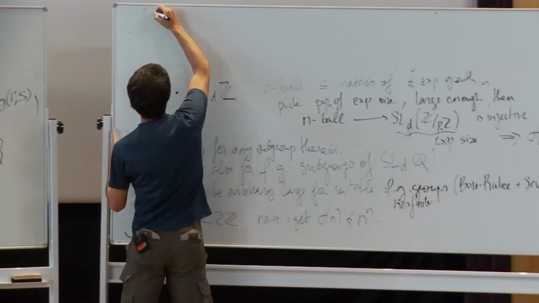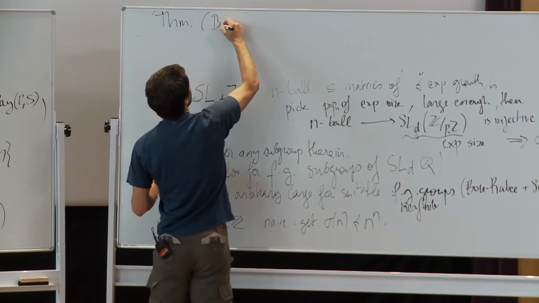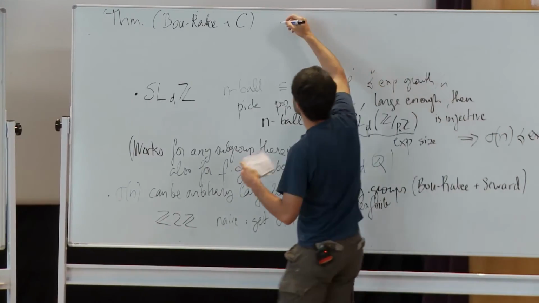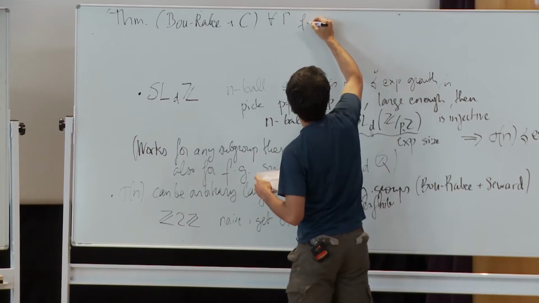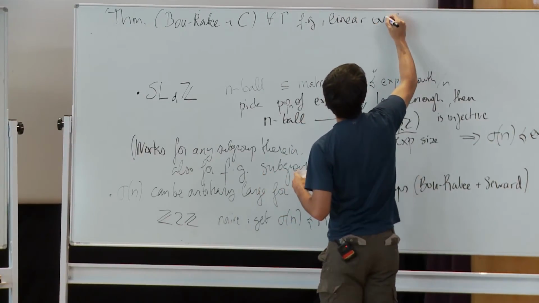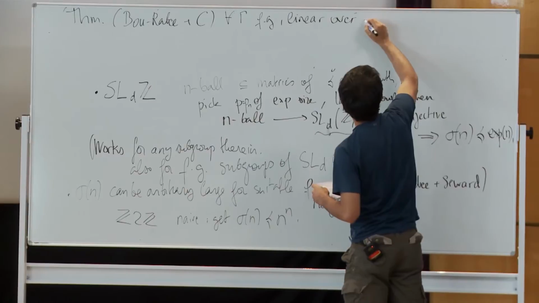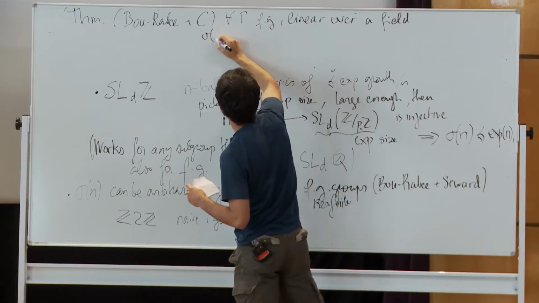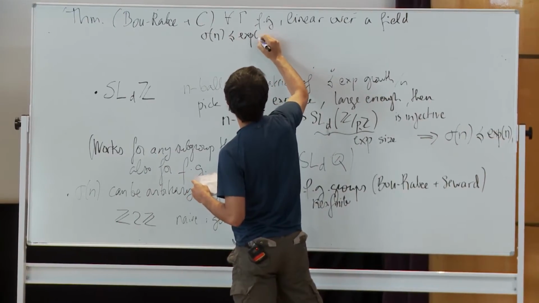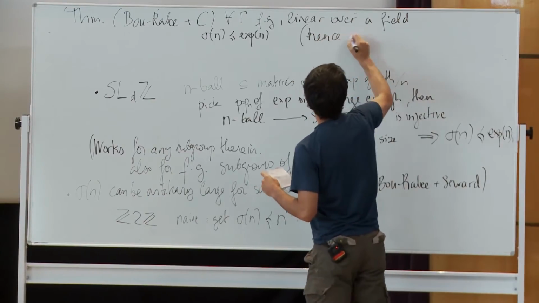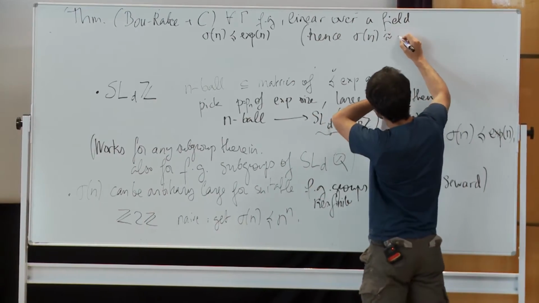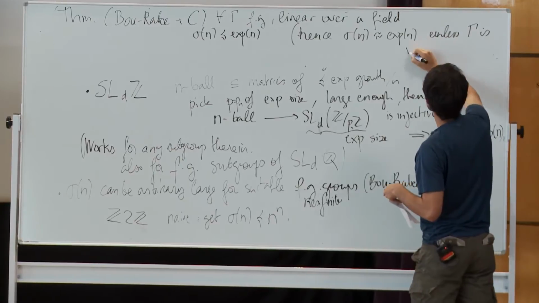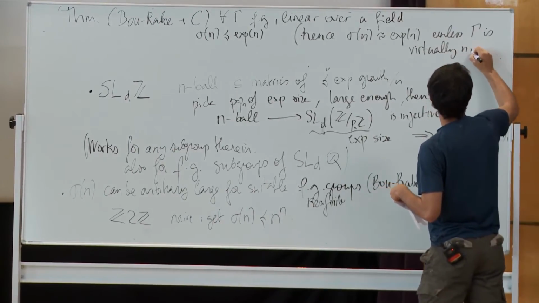Actually, no. So with Bou-Rabee, we proved that for every gamma finitely generated linear over a field or product of fields, sigma of n is at most exponential. So hence, sigma of n is precisely exponential unless gamma is virtually nilpotent.